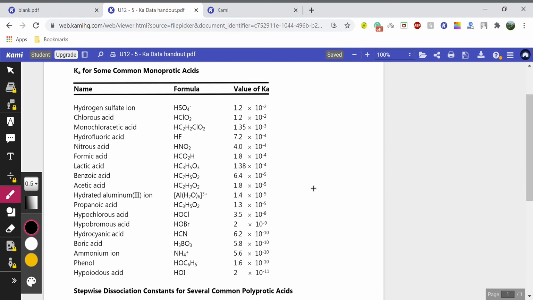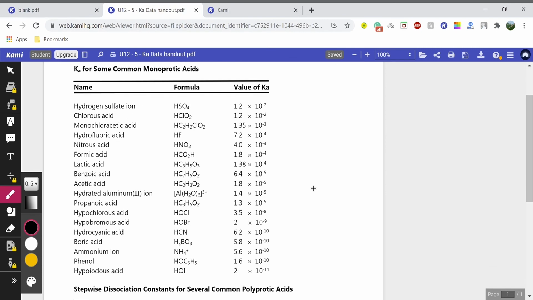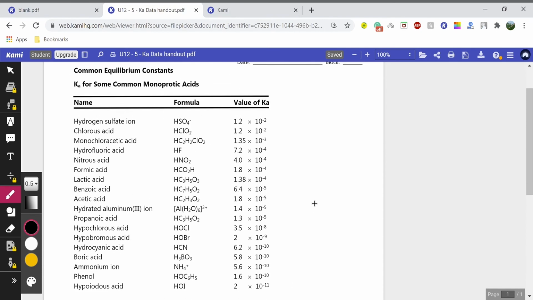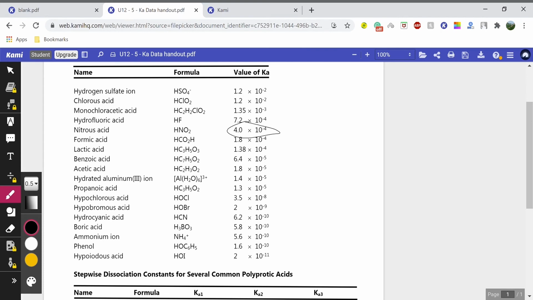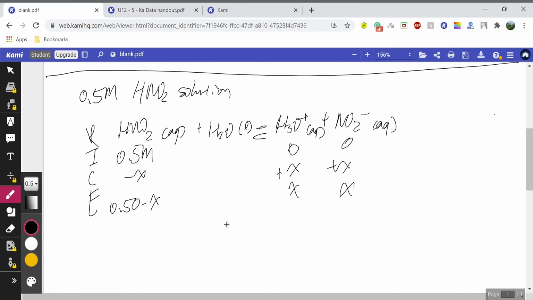Now if you look here, this is a list of Ka values that is given. You're not required to memorize all these Ka values, and they will be given. So let's see what we're looking for. We're looking for HNO2, which is 4.0 times 10 to the negative 4. So Ka is equal to 4.0 times 10 to the negative 4.